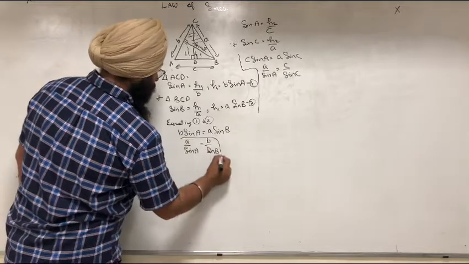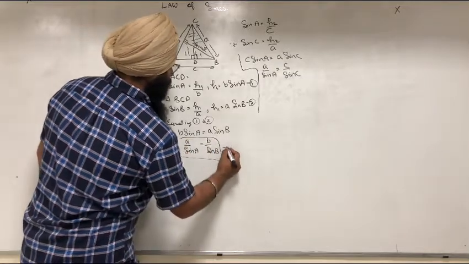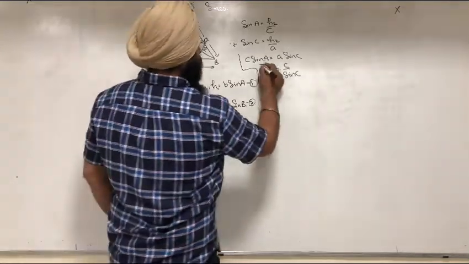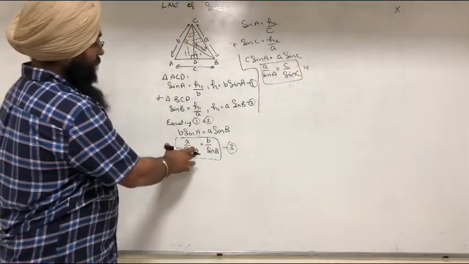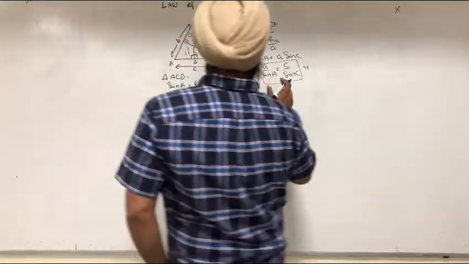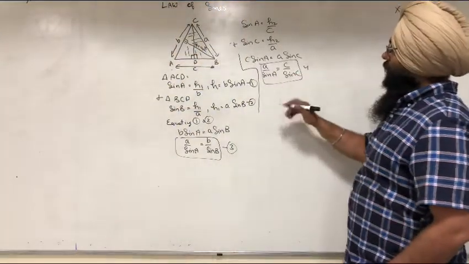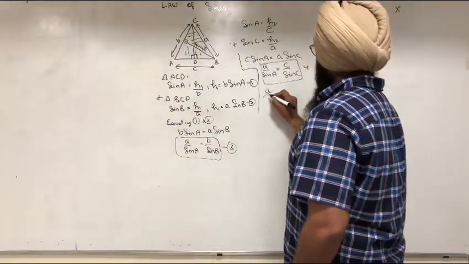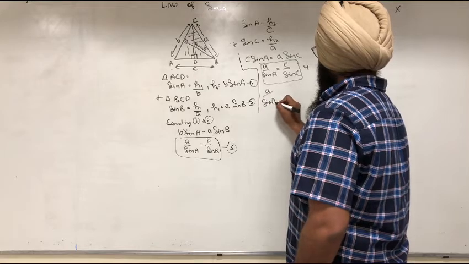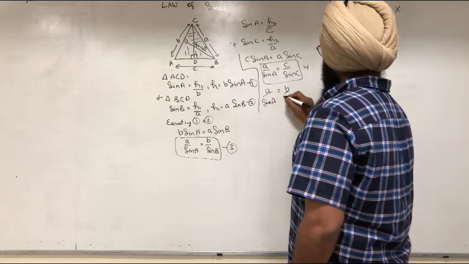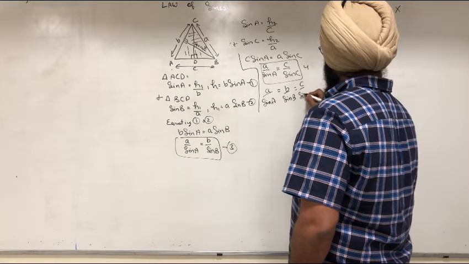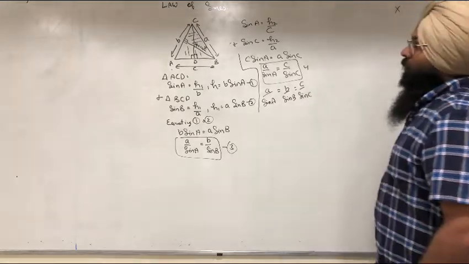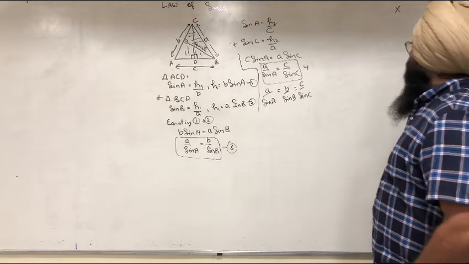So, when you look at 3 and 4, we can say that A by sin A is equal to B by sin B is equal to C by sin C. Now its application part.